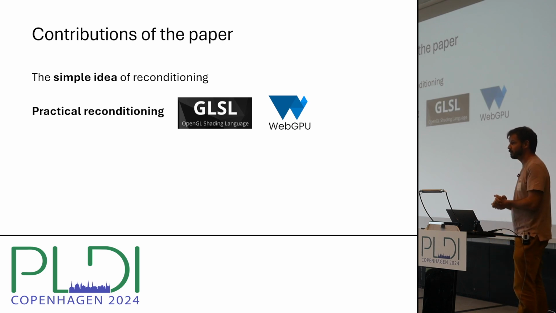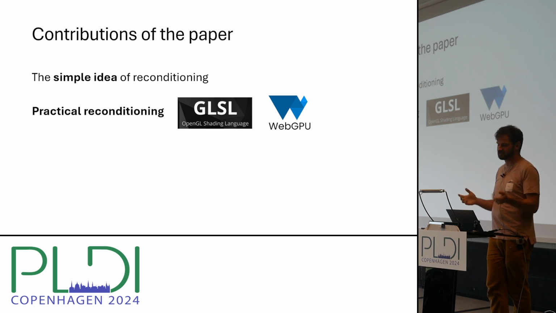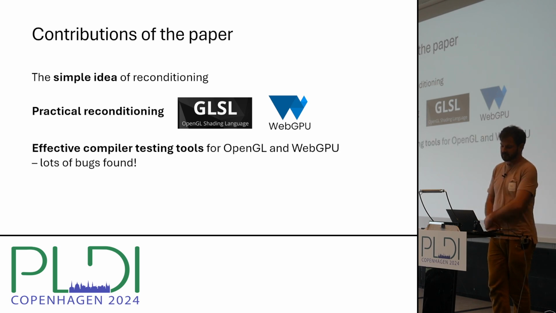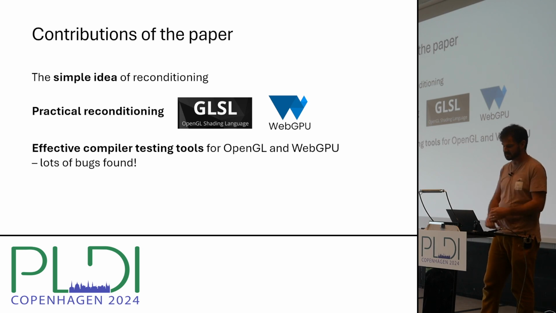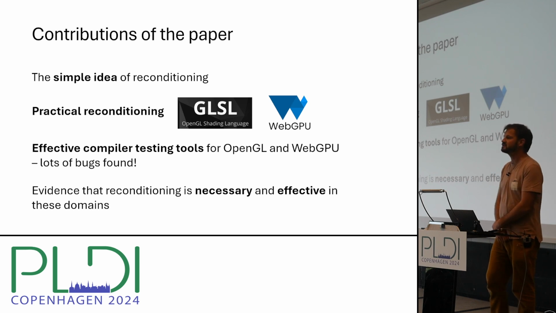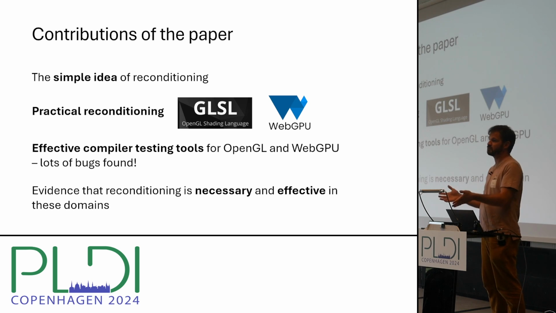Practical reconditioning for the OpenGL Shading Language and the WebGPU Shading Language, which are two of these niche but important languages in the world of computer graphics. Effective compiler testing tools based on reconditioning for these languages that find lots and lots of bugs in practice. And then evidence that for these languages, you really do need reconditioning. If you don't use it and just hope for the best, you do, a lot of the time, just get garbage programs with undefined behavior. But if you do reconditioning, you can still find bugs, you can still reduce them, and developers take these bugs seriously.